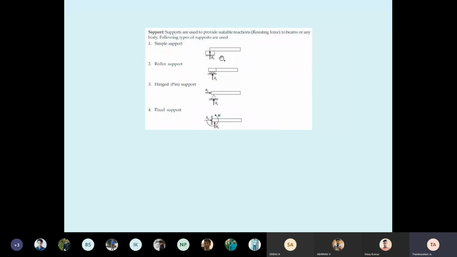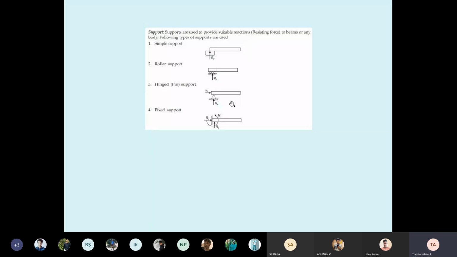Reaction means every action has an equal and opposite reaction. That's why a support gives reactions. Then roller support. See the roller. When our body is supported on a roller, it also gives only one vertical reaction, RY. So a roller support gives only one reaction.